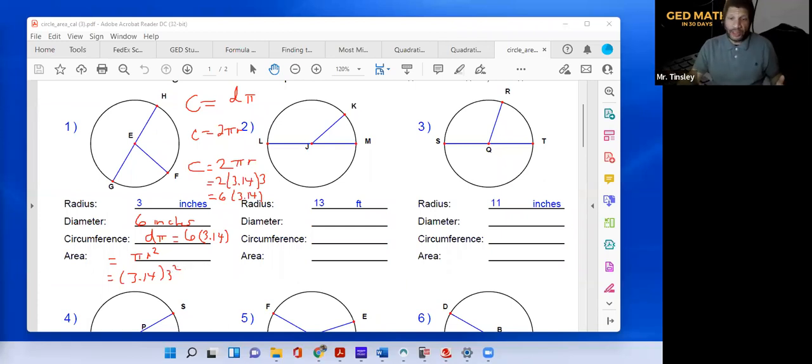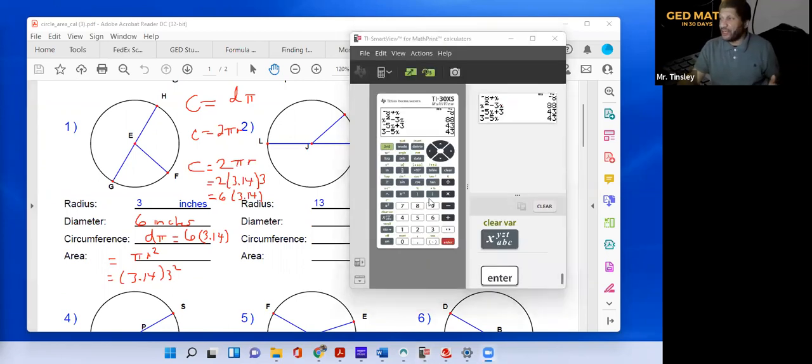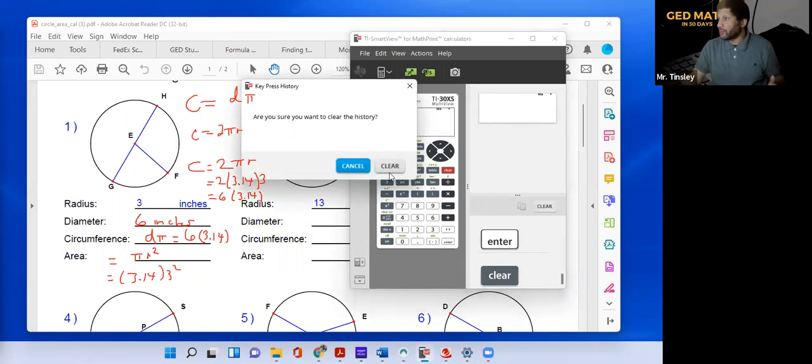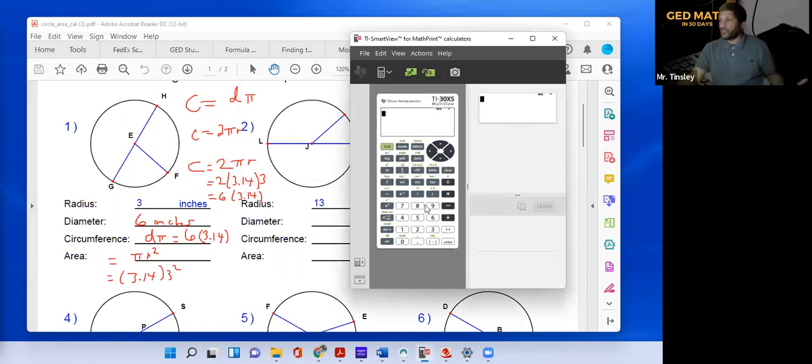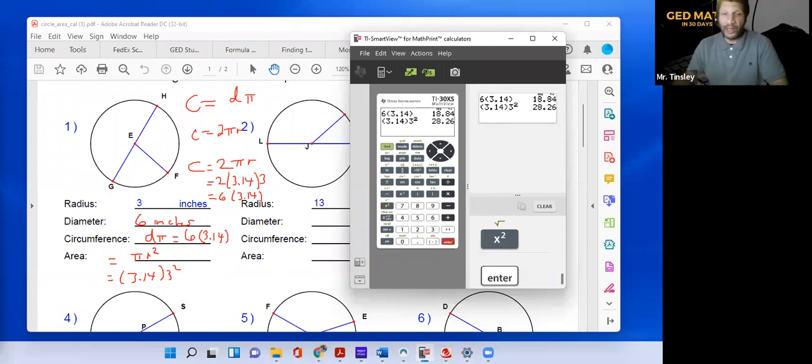So for both of these, all we're going to do is, once you identify the formula and identify what's given and what you know, you just plug them in the calculator. So 6 times 3.14 is going to give me my circumference, and then pi r squared, 3.14 times 3 squared, gives me my area, 28.26. Now, the only difference is very important. This would be inches. Your area is either inches squared or square inches.